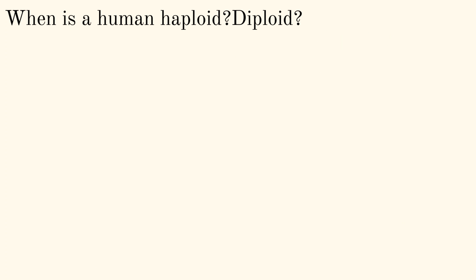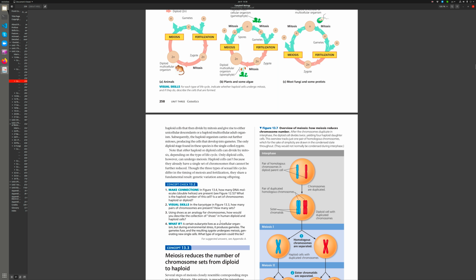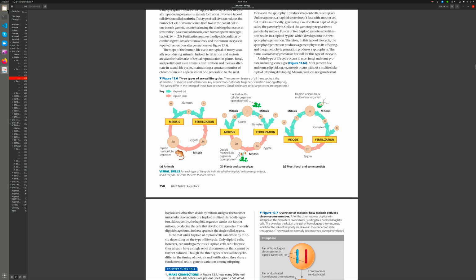Aha! Another question. You might not know the answer to this. But before we go to this question, there's something very important. There are 3 types of sexual life cycles. The common feature of all 3 cycles is that meiosis and fertilization alternate, and these are key events which contribute to genetic variation among offspring. In animals, the gametes are haploid, and the zygote is diploid, and the organism can only be diploid.